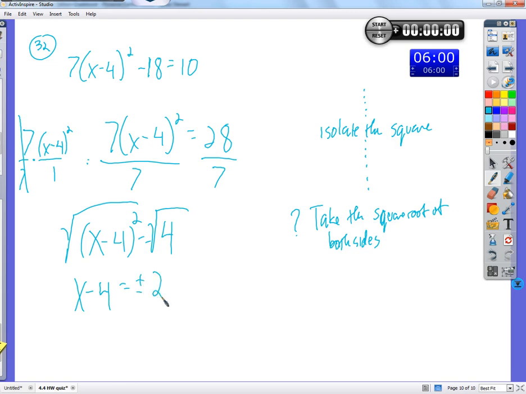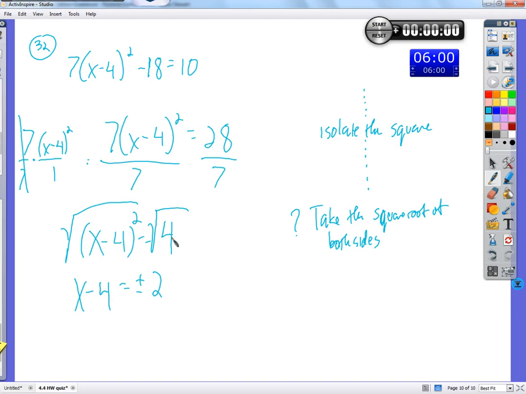Think about it: if whatever we plug in for x makes this quantity come out to be 2, then 2 squared is 4. If this comes out to be negative 2, you still square it, you still wind up getting positive 4. So what do we include? When you take the square root, you include the plus or minus part of it. So this is positive 2, right? If this is positive 2 or this is negative 2, when you square it, you'll still get positive 4.